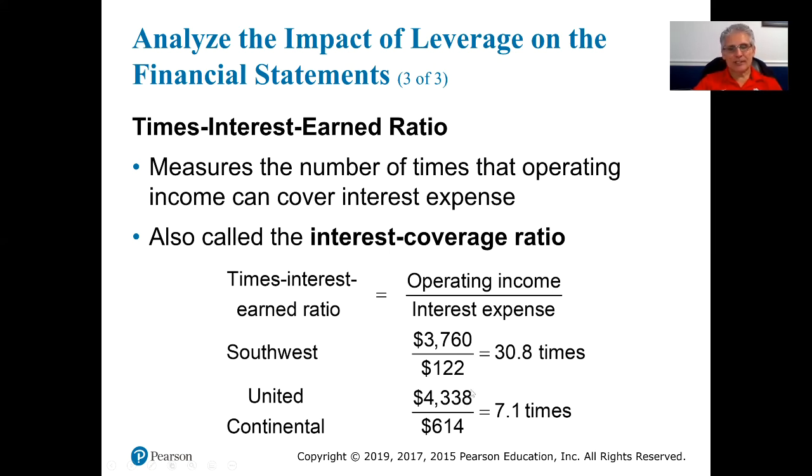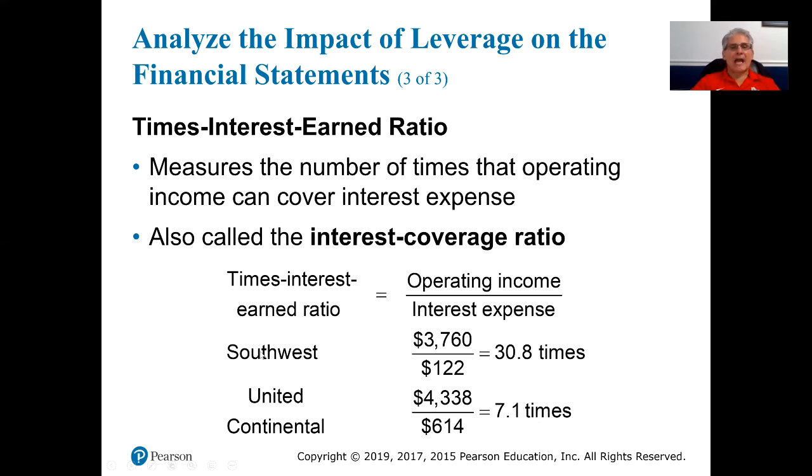For United Continental, however, they have $4,338,000,000 in operating income, but they also paid $614 million in interest expenses. So we take 4,338 divided by 614, and that gives us 7.1 times.